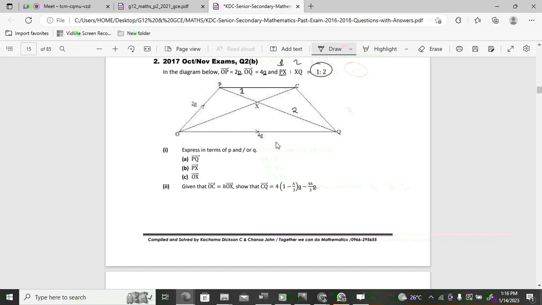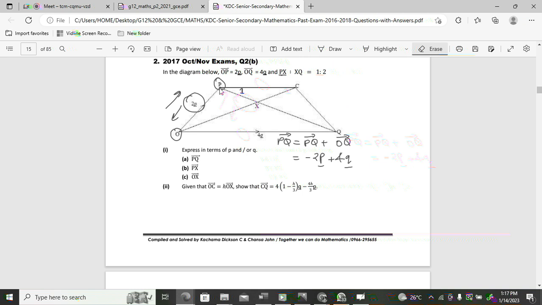So, now the first question we want to find is PQ. To be able to find PQ, we want to move from P to Q. So we're first going to move from P to O. So we're going to say PO. And then we're going to move from O to Q. So PQ is a negative 2P. Why am I saying negative? Because the arrow is going up, but we are going down. And then plus OQ. OQ is given here, which is 4Q. So we have found PQ.